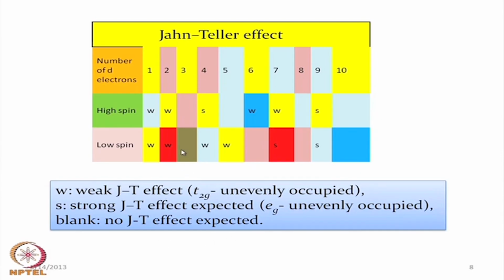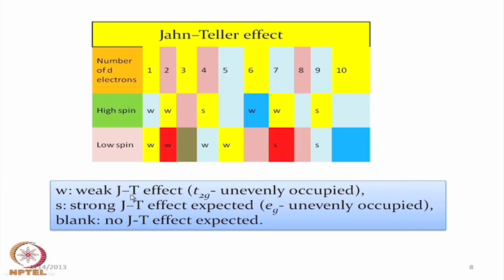So, where the entries are not there, we do not expect any Jahn-Teller effect, and for other cases, that means we have the low spin 3d7 system, which is cobalt 2. So, cobalt 2 also can give rise to a strong Jahn-Teller effect, and the high spin d4 system. So, these are the cases. 3d9, 3d7 and 3d4 situations can have a strong Jahn-Teller effect.